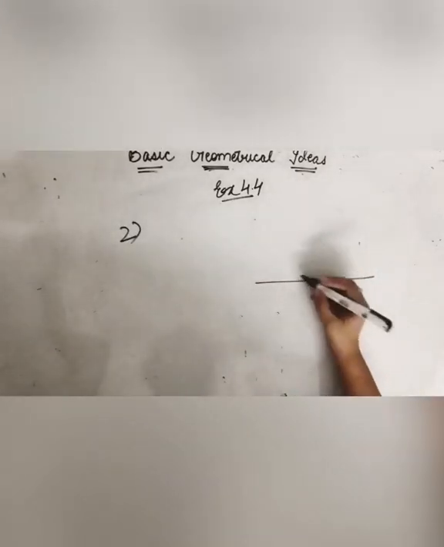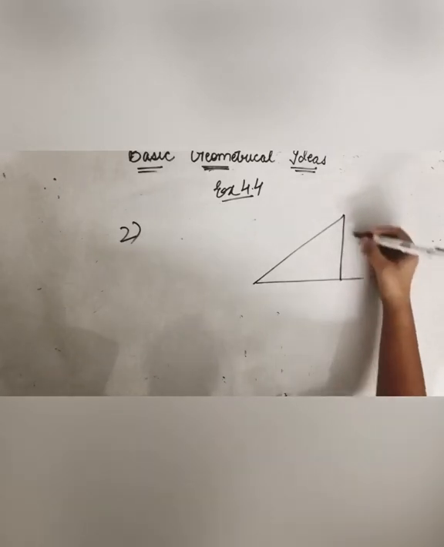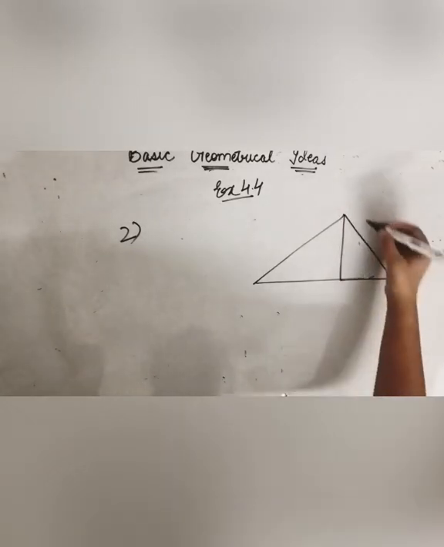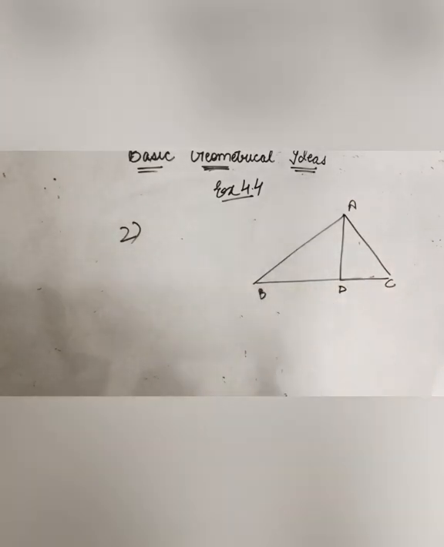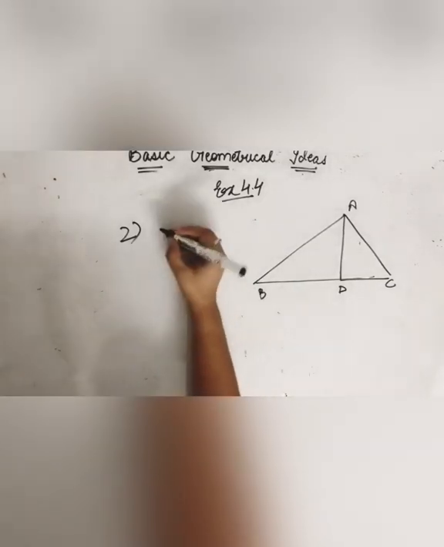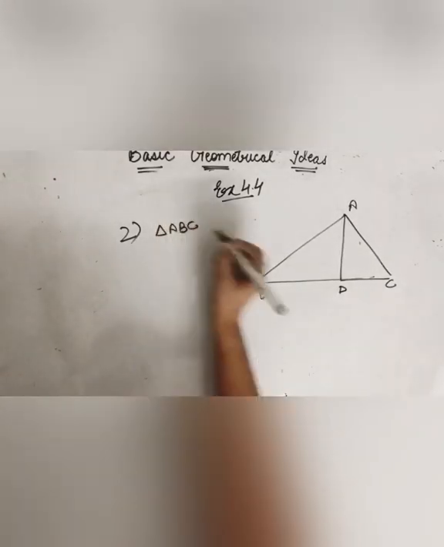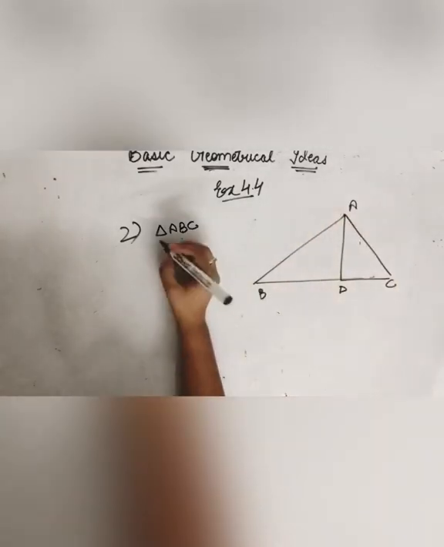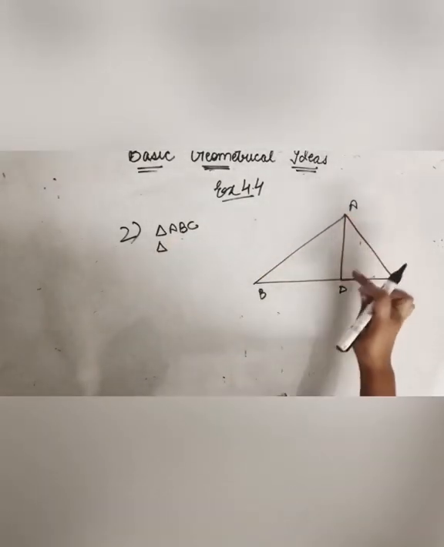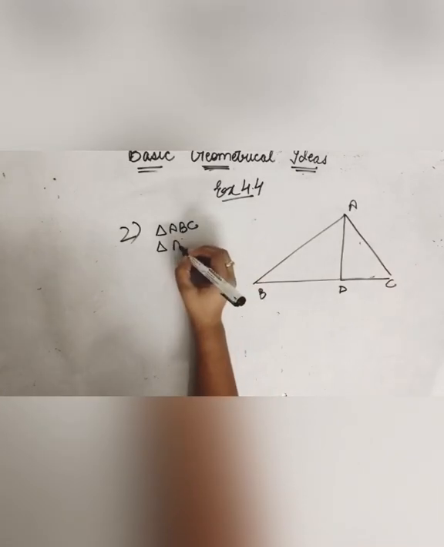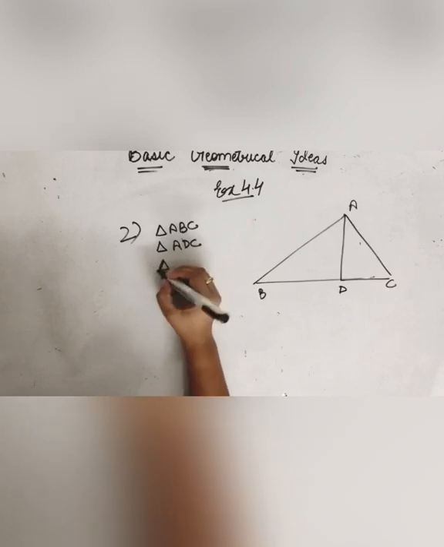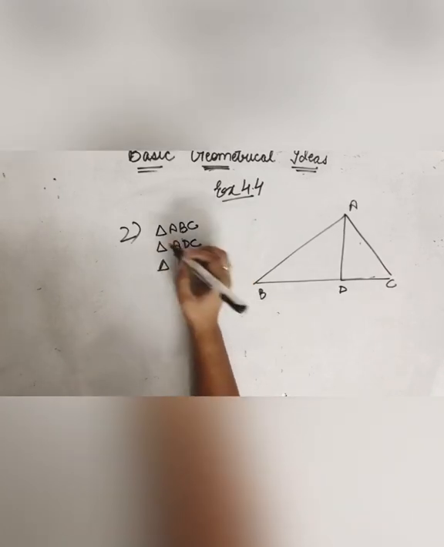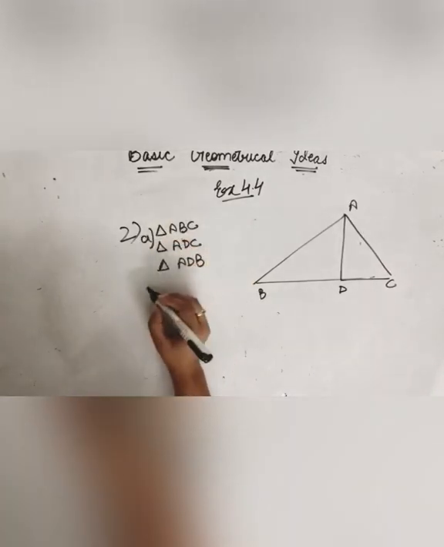Identify 3 triangles in the figure. This is the figure. This is A, C, D and B. Now 3 triangles are, first is triangle ABC, this the bigger triangle. Second is triangle ADC and third is ADB. These are 3 triangles.